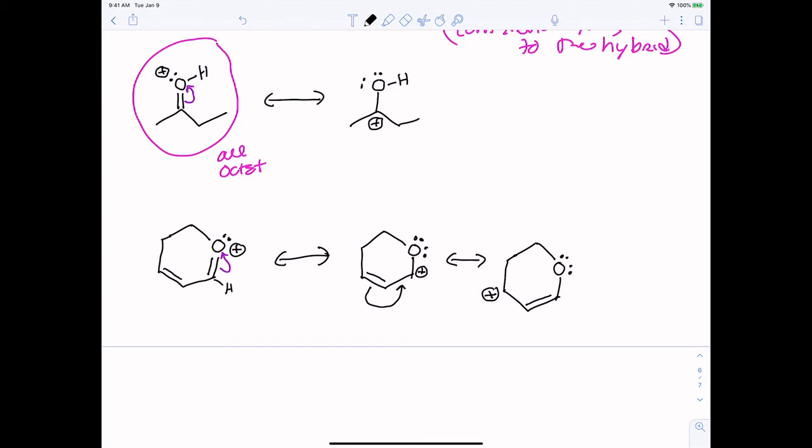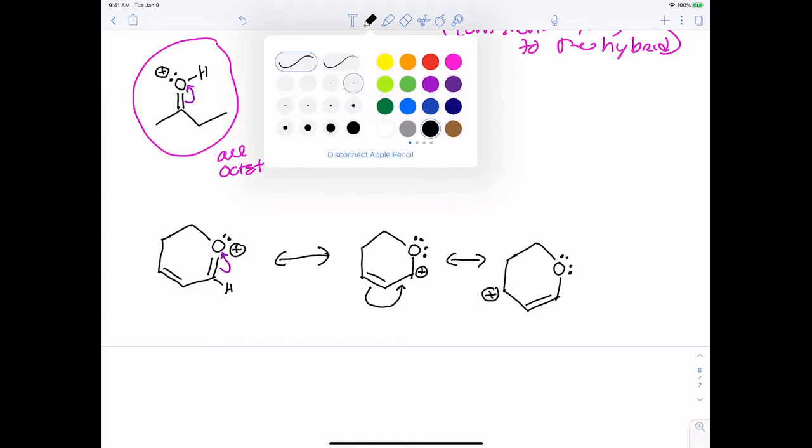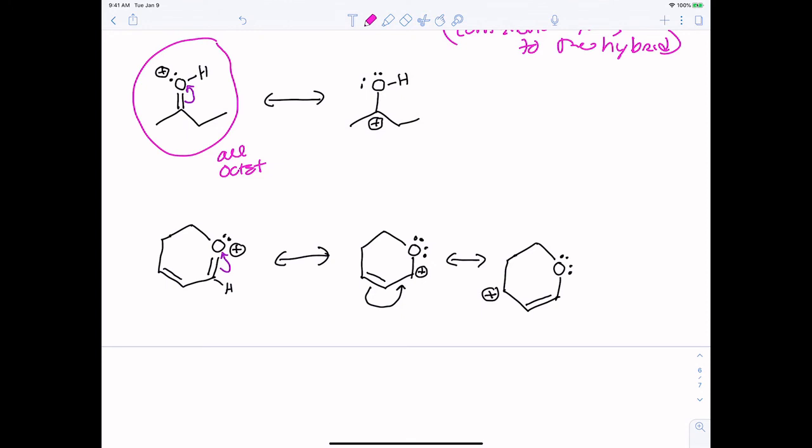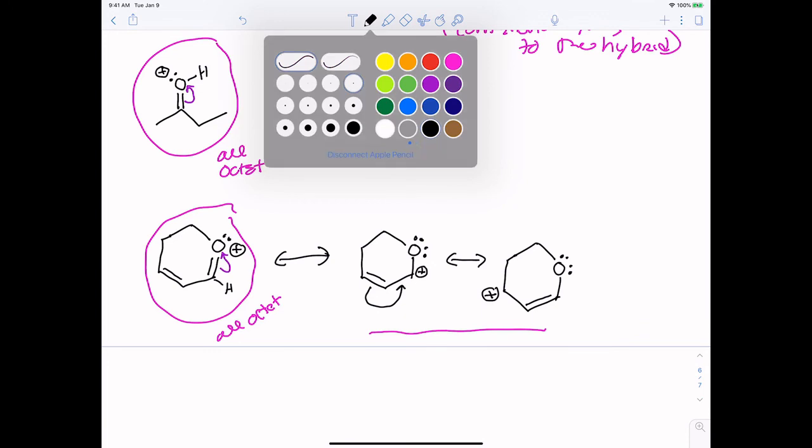So of these 3, which one do we like better? And it is possible that 2 of them are the same and both of them are better than the others, so you would circle 2 of them. That's actually not the case here. This one's all octet. I tried to trick you again. These 2 are not all octet. If you have a carbon with a positive charge, it's not octet. Okay.